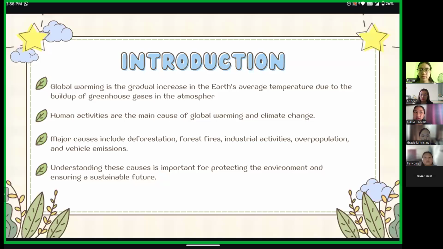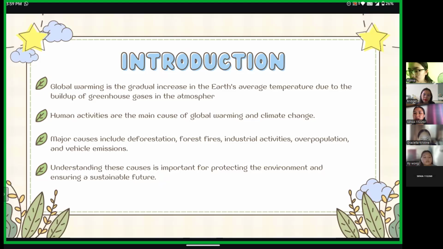There are many human activities that contribute to global warming. Today, in this presentation, we will focus on 5 main causes. First point, deforestation. Second, forest fire. Third, industrial activities. Fourth, overpopulation. And the last point, vehicle emission. These causes play an important role in increasing the amount of greenhouse gases in the atmosphere.